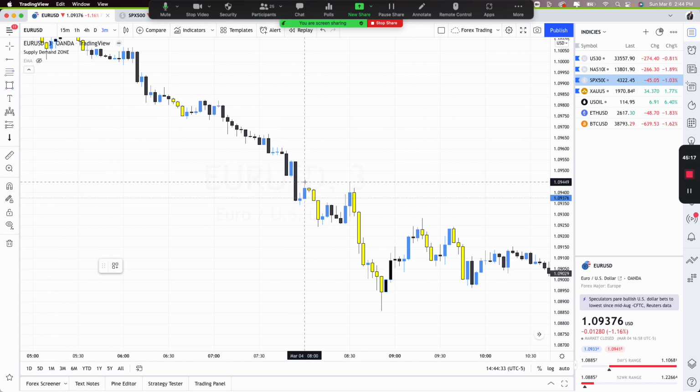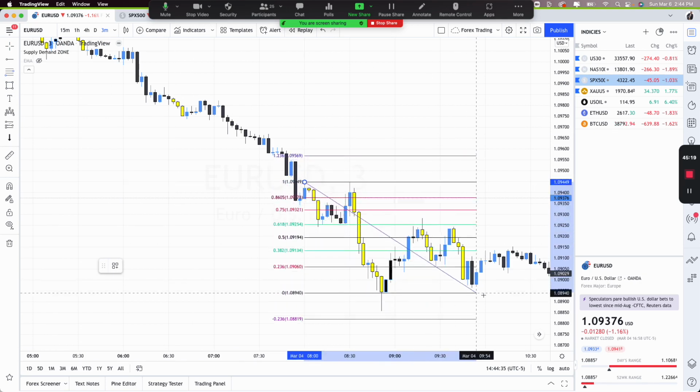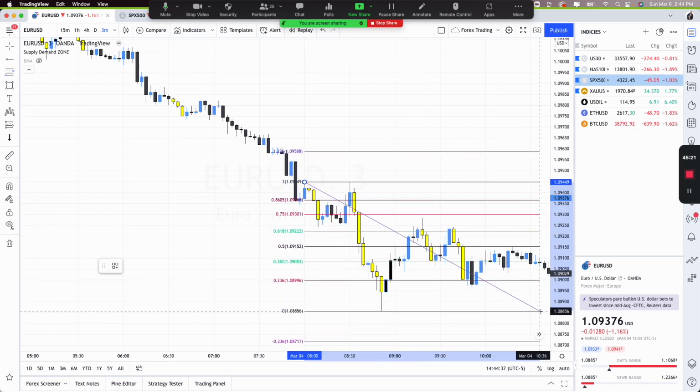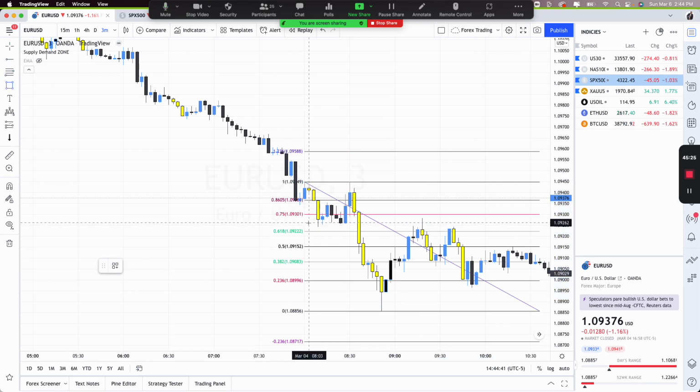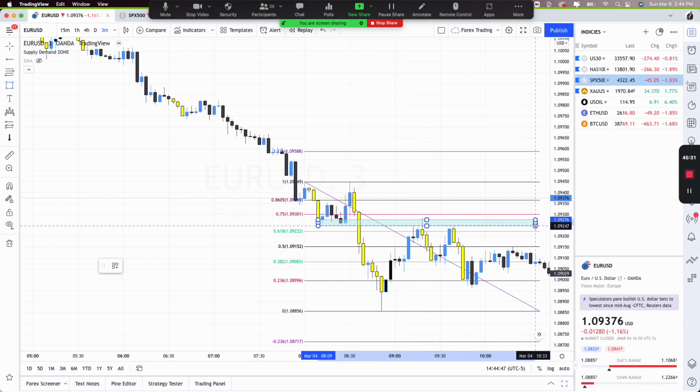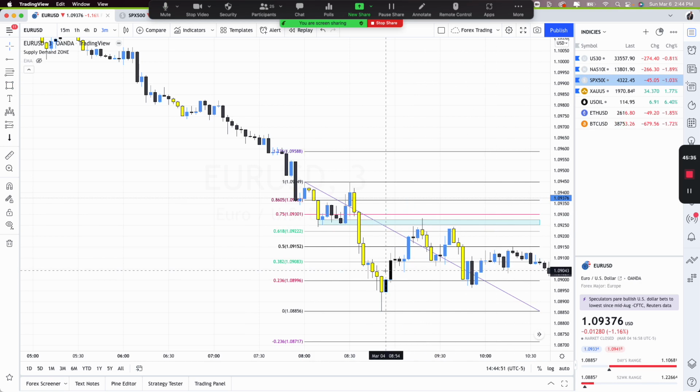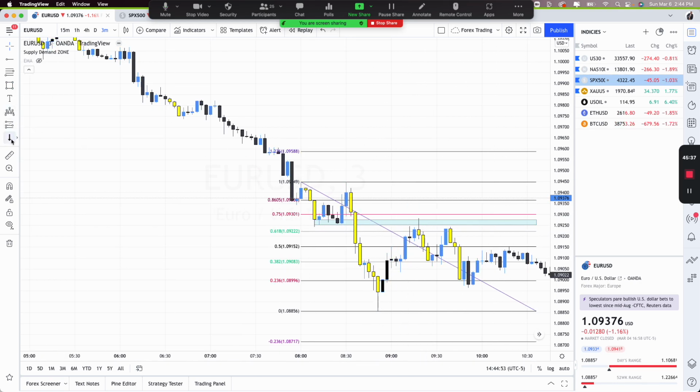Again, I don't trade Euro USD, so let's drop a fib. Let's see what the pullback was. Wow, look at that. Remember I told you between 0.5, 0.75. Look at this pullback area. As soon as it hits.